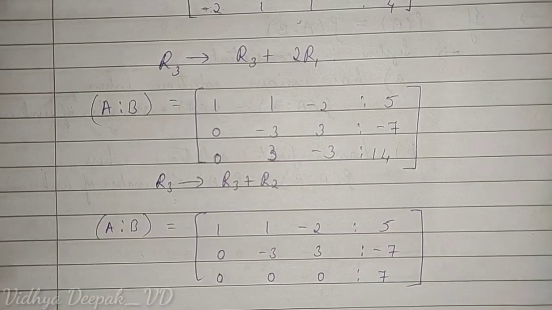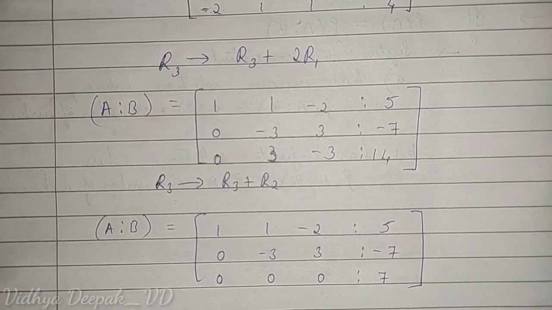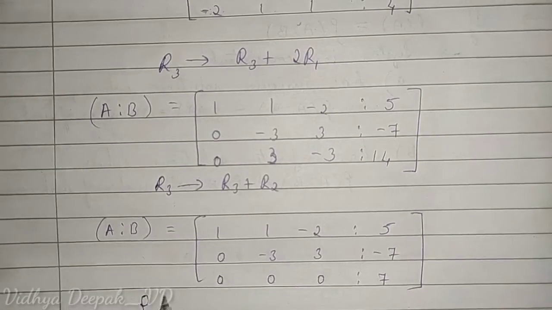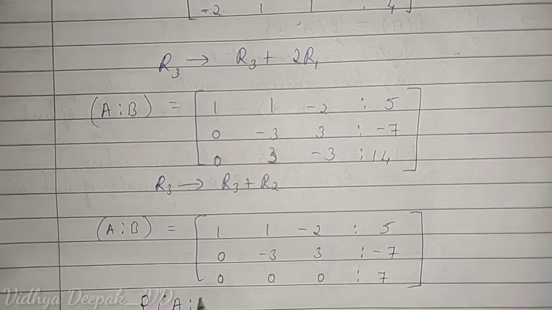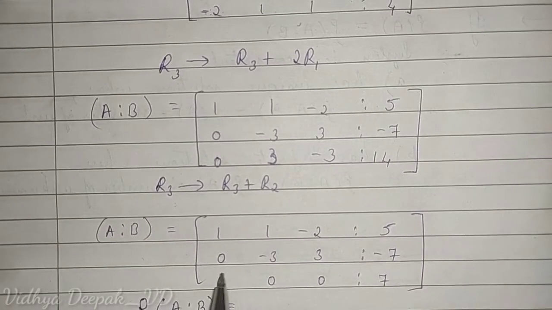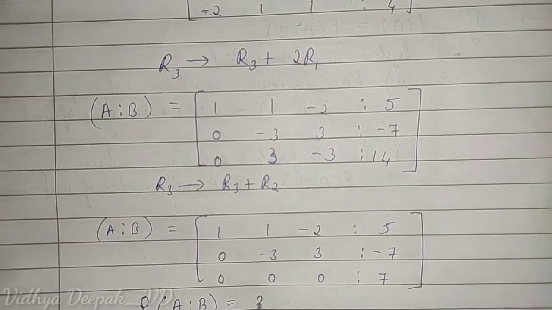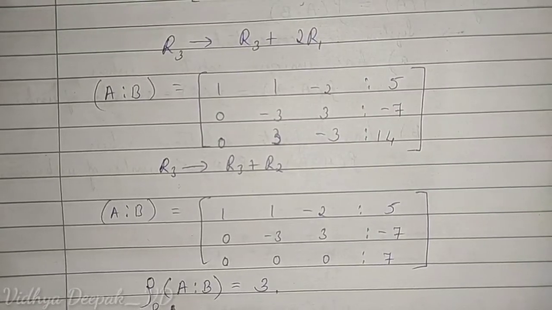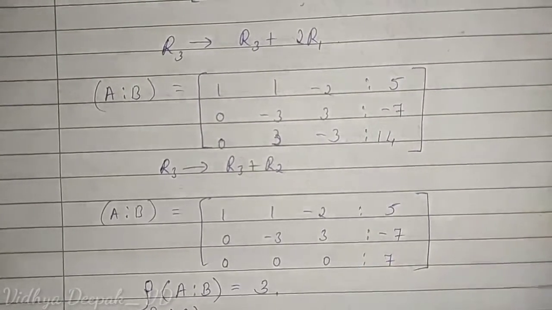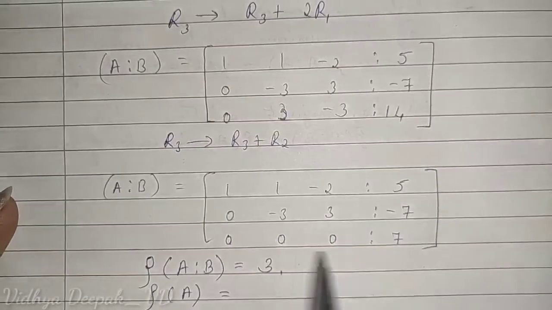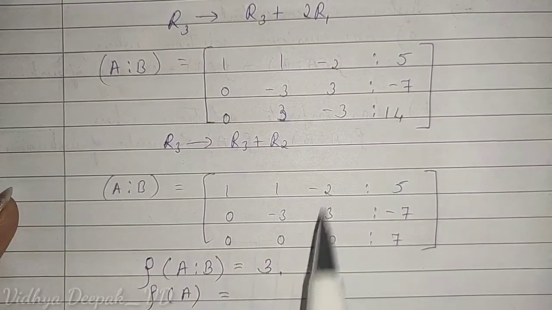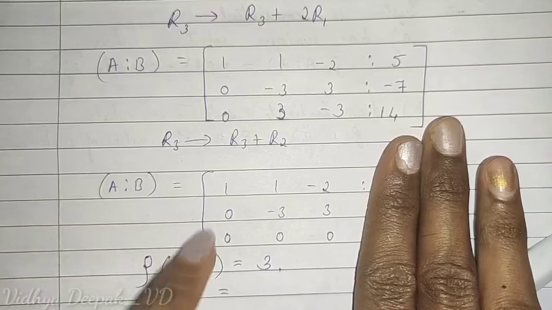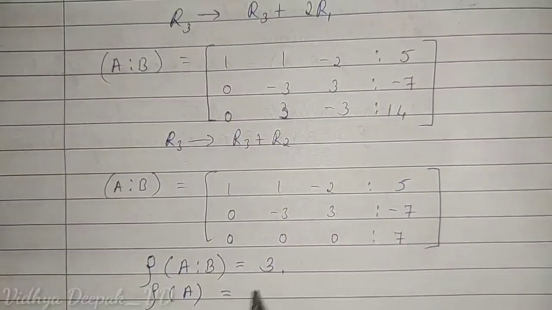Now can we do anything further? No, we cannot. So we can take the rank of this matrix. What is the rank of this augmented matrix? It is nothing but the number of non-zero rows: 1, 2, 3. So the number of non-zero rows is 3. What is the rank of the given matrix A? Matrix A is only this much. So consider only this much from this matrix, and you can say the number of non-zero rows is 1 and 1, that is 2.